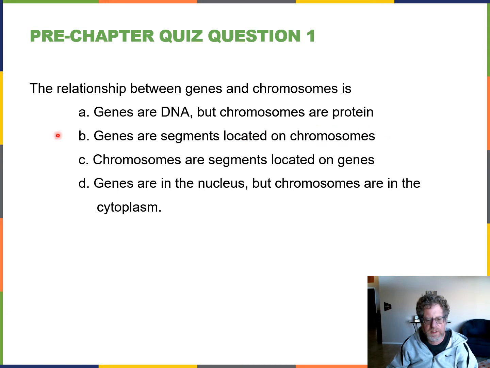So in humans, we have 22 pairs of autosomes and 1 pair of sex chromosomes. So 46 chromosomes altogether. And the smaller chromosomes have a few hundred genes along them. The larger chromosomes have a few thousand genes. So altogether, we have about 20,000 genes in our genome, about 20,000 genes in every one of our cells.